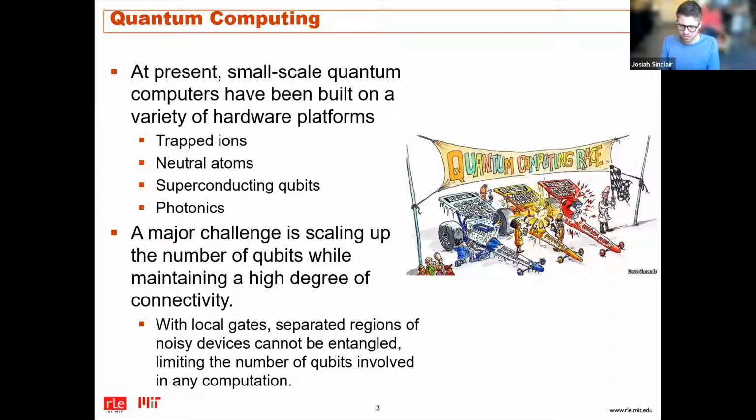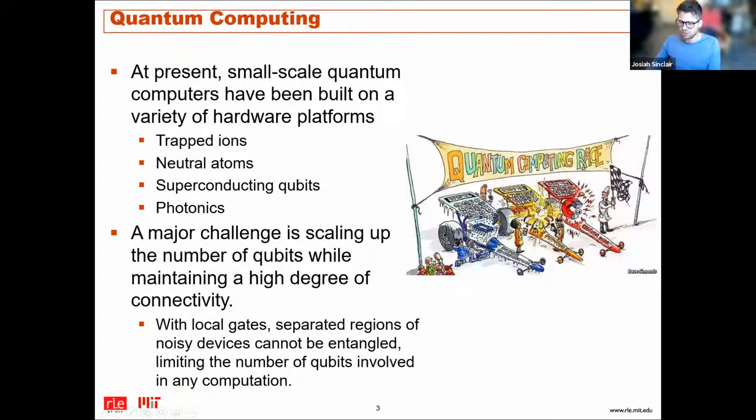At the moment, small-scale quantum computers have been built on a variety of hardware platforms, including trapped ions, neutral atoms, superconducting circuits, and photonics. And in most or all of these platforms, all of the basic primitives required for quantum computing, the elementary operations, so to speak, have been demonstrated. Okay, great. So that's fantastic, right? But what's the next step?